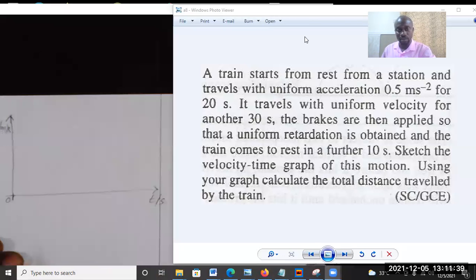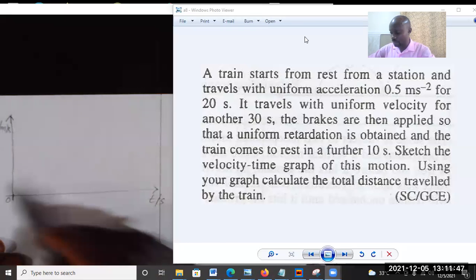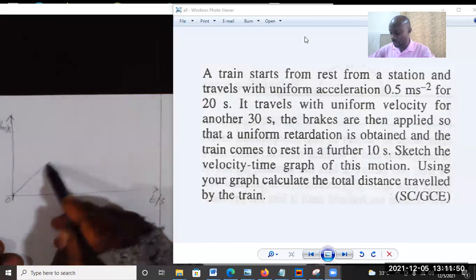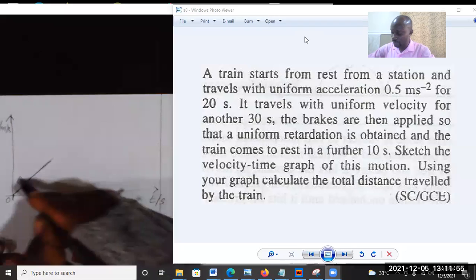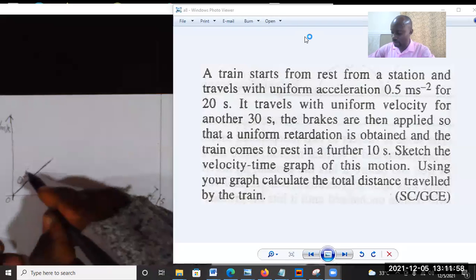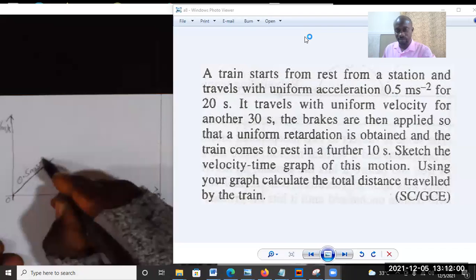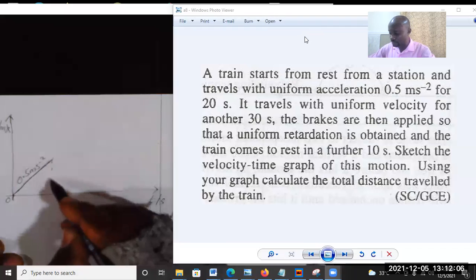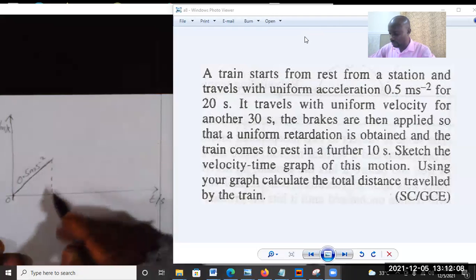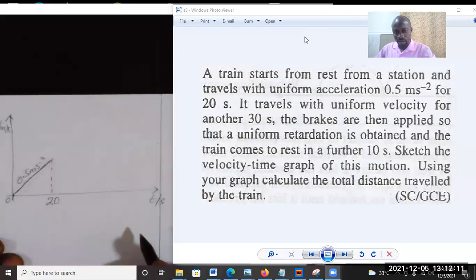Let's start. The question says, a train starts from rest from a station and travels with uniform acceleration. The slope of a velocity time graph represents the acceleration. And we have the slope there. That represents the acceleration, which is given as 0.5 meters per second squared. That was done, accelerated for a period of 20 seconds. It travels with uniform velocity for another 30 seconds.